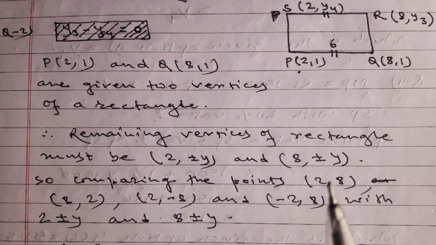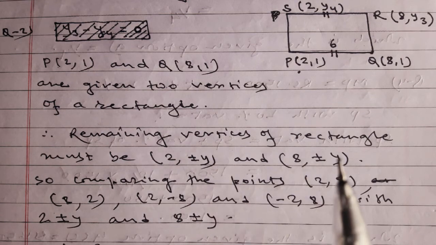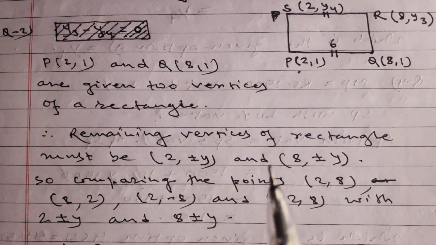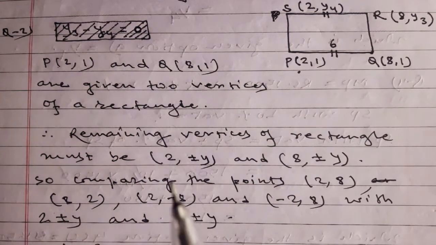Now comparing the given points: 2 comma 8, 8 comma 2, 2 comma minus 8 and minus 2 comma 8. We are given 4 options and we have to determine which of them are vertices of the given rectangle. So we'll compare the given vertices with 2 comma plus minus y and 8 comma plus minus y. The vertices which satisfy the condition will be the remaining 2 vertices of the rectangle.